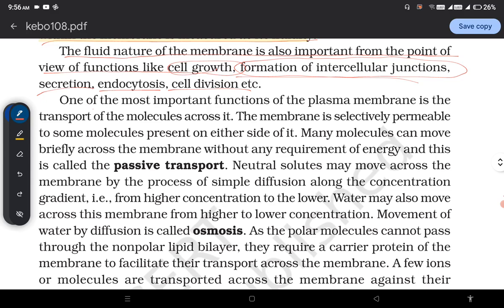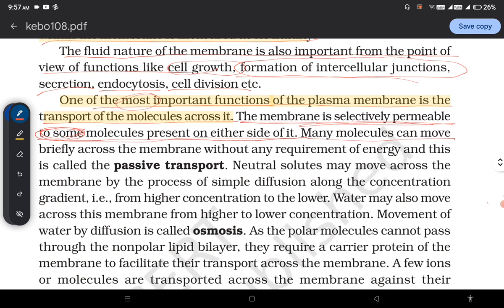One of the most important functions of the plasma membrane is the transport of molecules across it. The membrane is selectively permeable to some of the molecules present on either side of it.